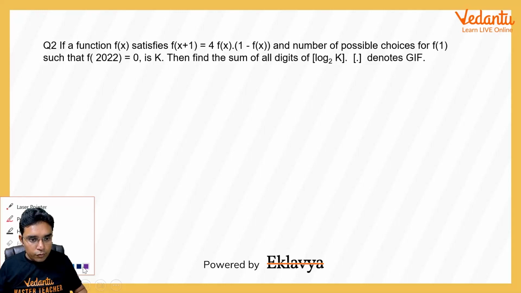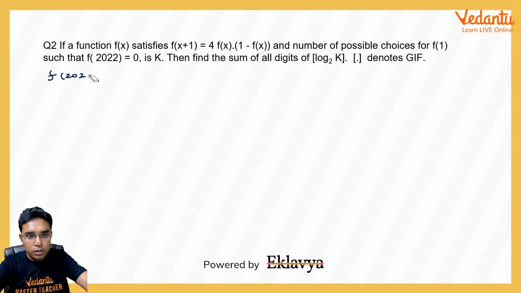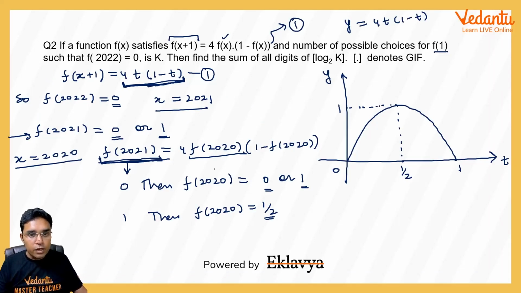So what we have done so far is that we have proved that if f of 2022 is 0, then we are getting f of 2021 taking two values, either 0 or 1. Now if f of 2021 is 0, with that same logic for 2020, it will be either 0 or 1. In fact, for 0, we are getting two values, but for 1, we are getting only one value, that is 1 by 2. This I proved in this slide here.